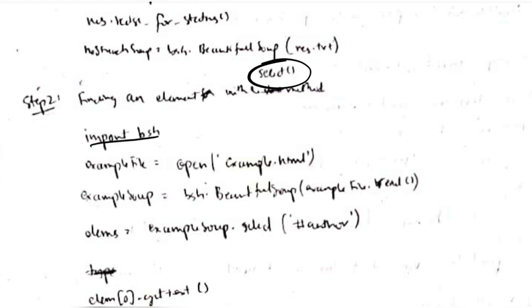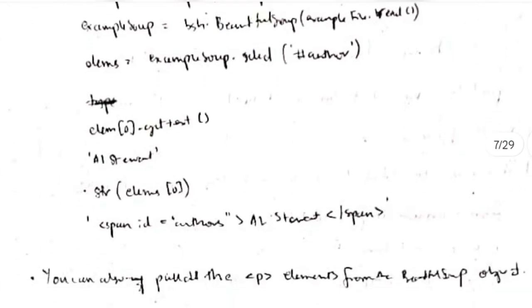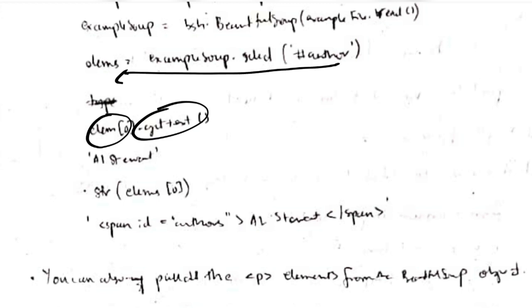So we will be importing bs4, which is Beautiful Soup's module name, and in the example file we will be opening that HTML, and we will be having the object here, example soup, and after that we will be selecting author. Wherever the hashtag author is there, that will be selected and stored in this variable. And after that we will be using elms[0].getText(). So whatever was present in the author hashtag will be stored in elms, and when we try to print elms[0].getText(), what will happen is the first part of the text that was stored will be printed.